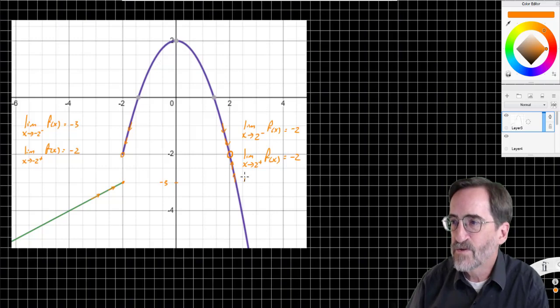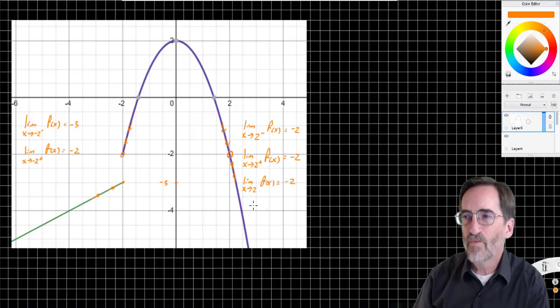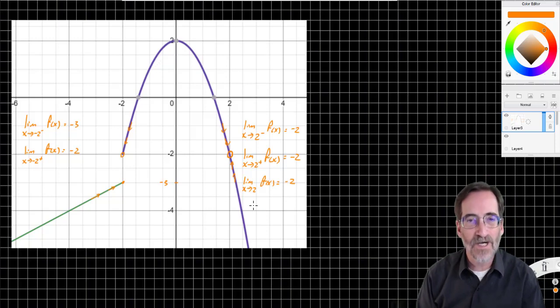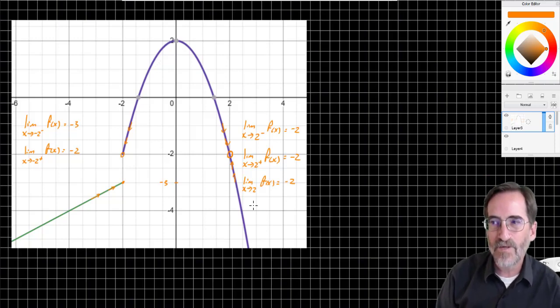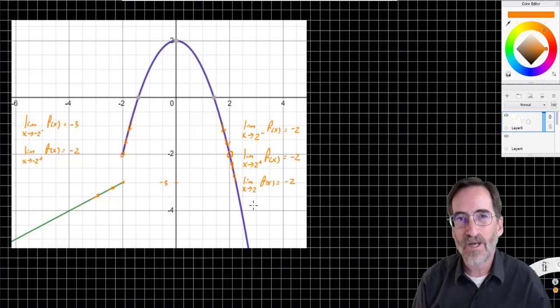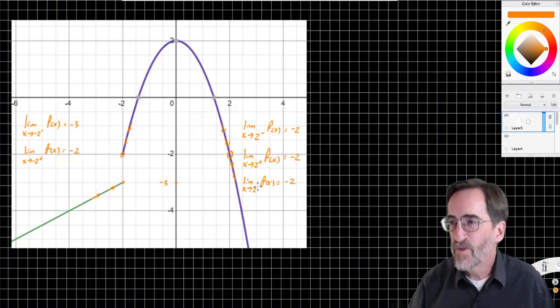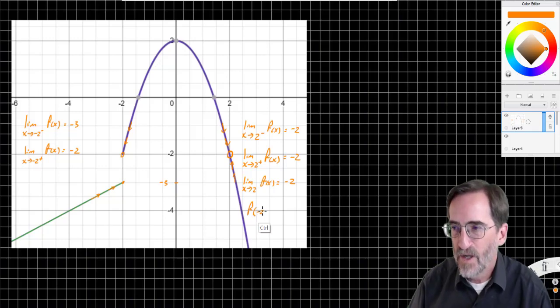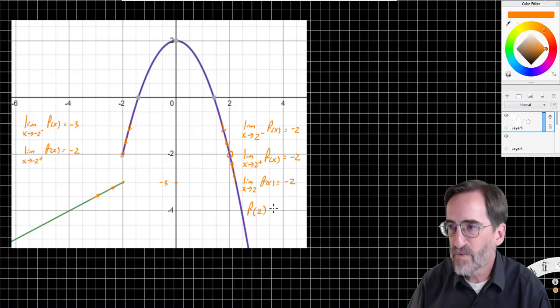So we can say the two-sided limit exists. So the limit as x approaches 2 of f of x is -2. But we already defined this as a discontinuity, not a continuity. So the left and the right-hand limits and the two-sided limit all agree. But the problem here is there is a removable discontinuity in that f of 2 is undefined.